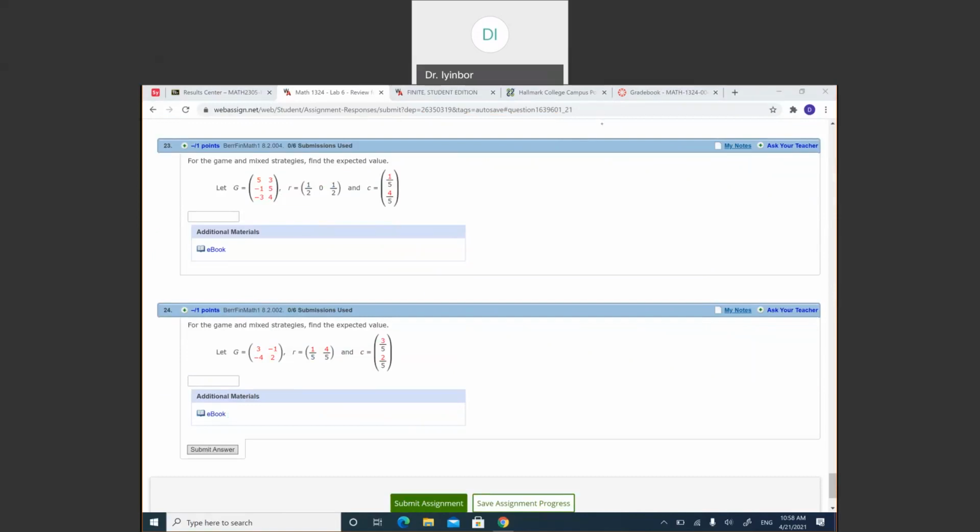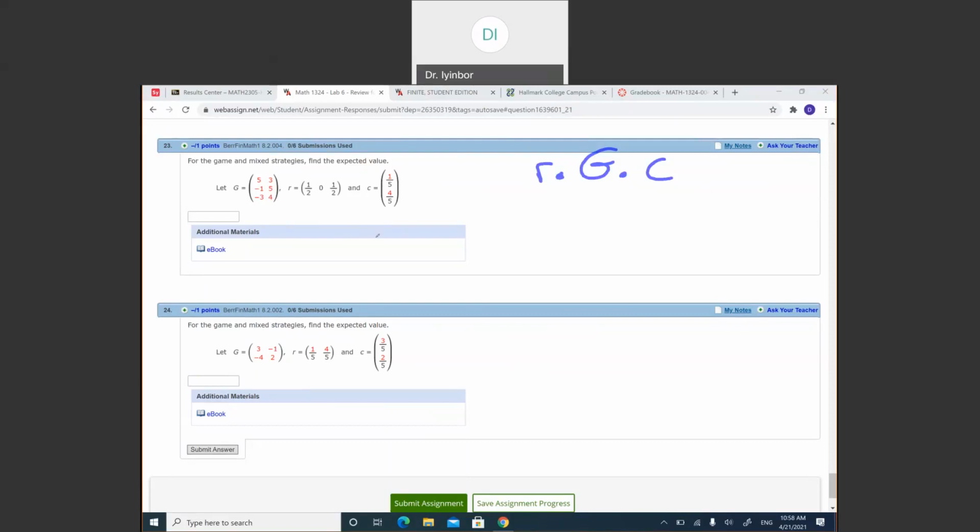So we're going to find the expected value for this mixed game theory. And this is what you're doing. There is a formula for that. So the expected value is R times G times C. You have to multiply these 3 matrices. Okay? And this is how you do it, the same way we just did 22. So first I'm going to do R times G.